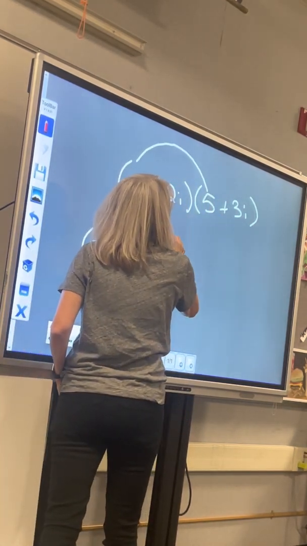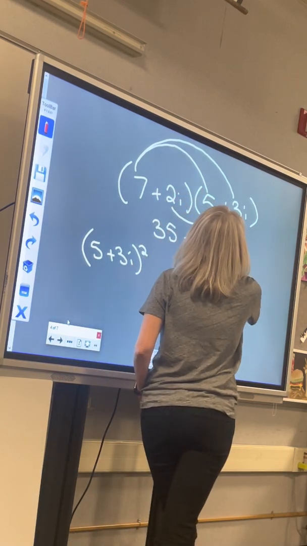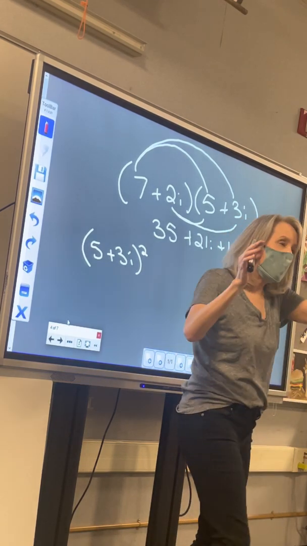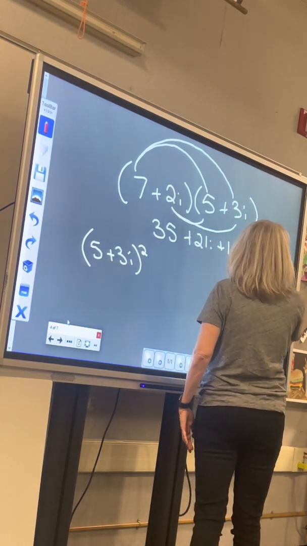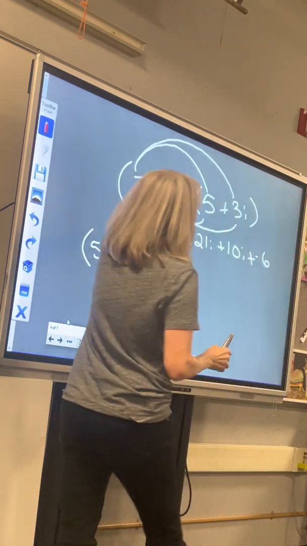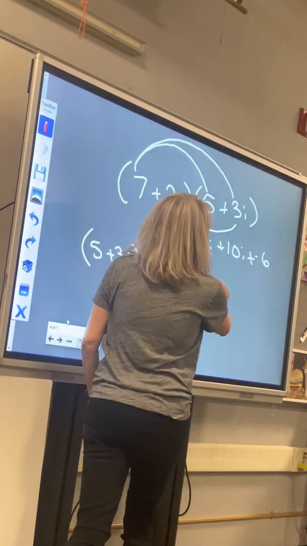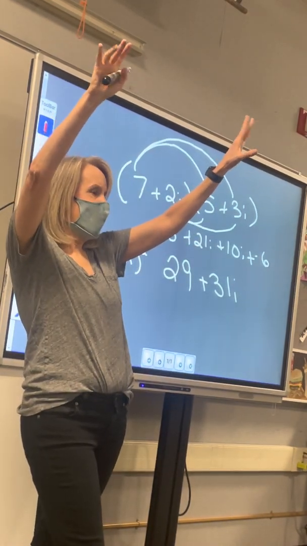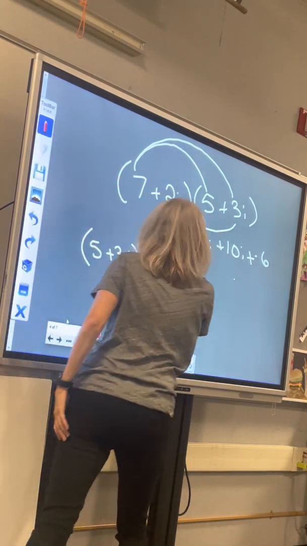Here I go. I'm going to get 35 plus 21i plus 10i, and here's where it's going to get a little weird, plus 6i squared. So I'm going to start in the back. 6i squared turns into negative 6. Boom. Sorry, COVID kids. So what I'm going to have is 29, that's 35 take away 6, plus 31i. Can I see a wiggle of fingers if you got it? Nicely done.